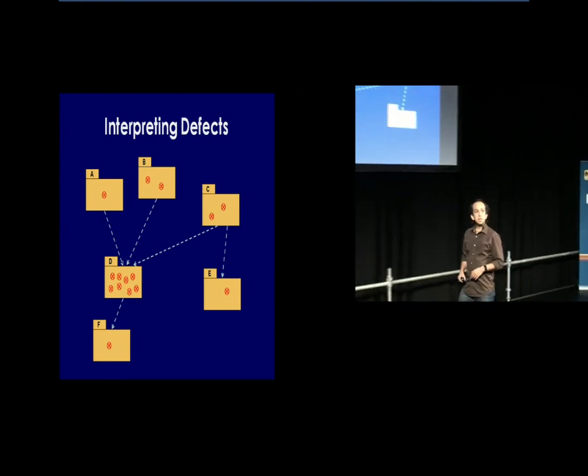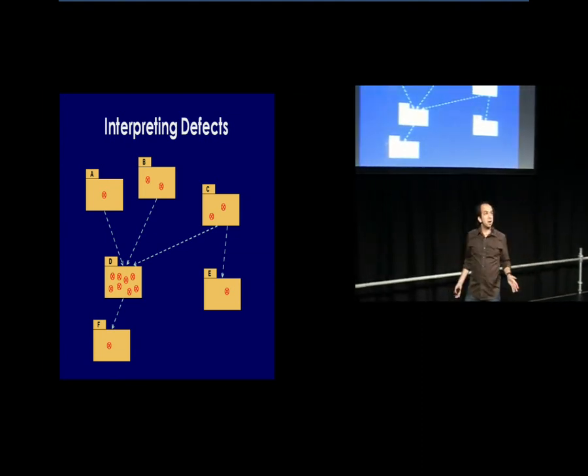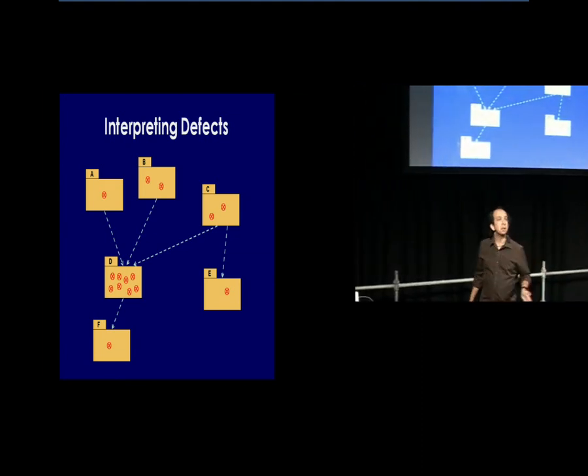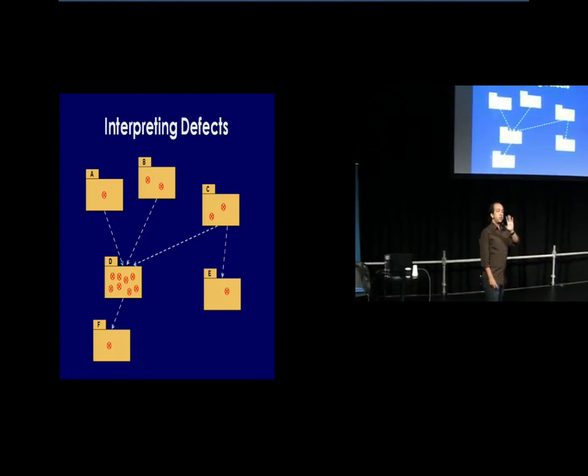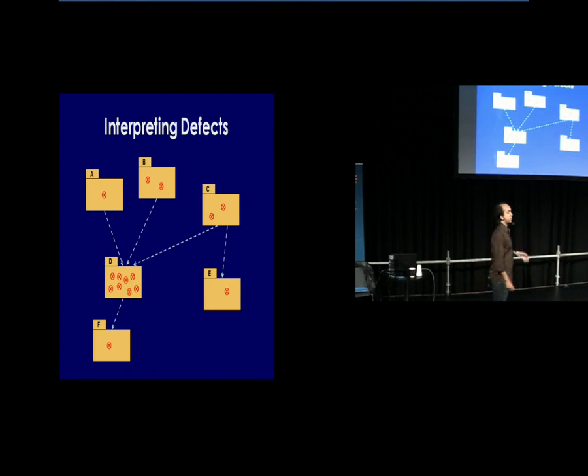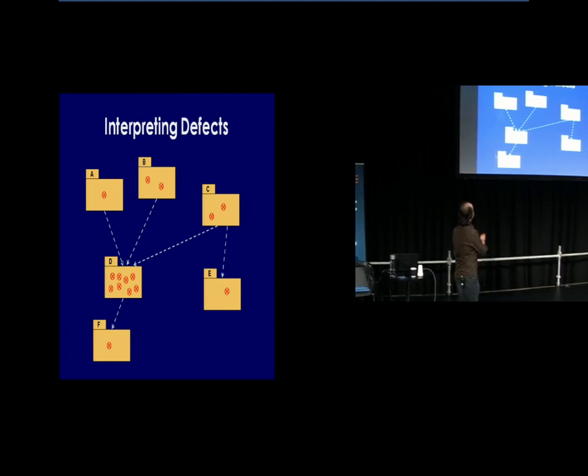It may be that the code genuinely sucks. It was written badly. That may be an indicator. The important thing with any metric is to understand that the metric is not answering a question. The metric is posing a question. And the question is, what's wrong here? We don't yet know.